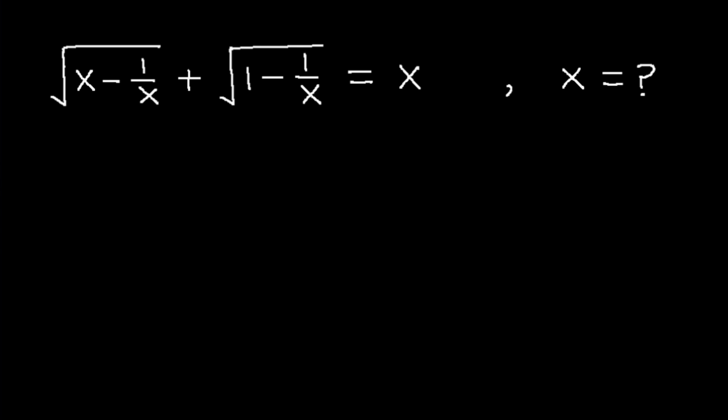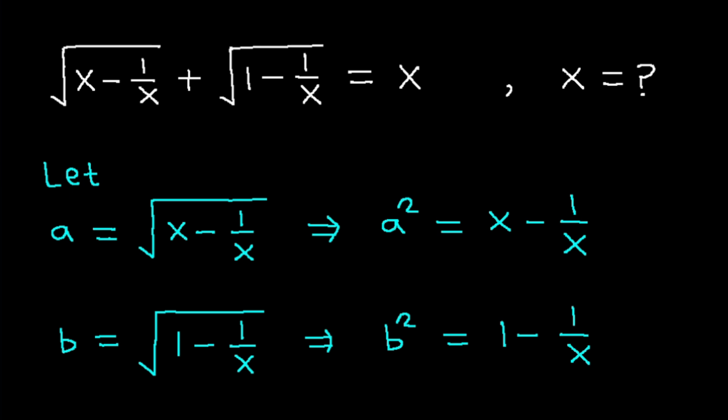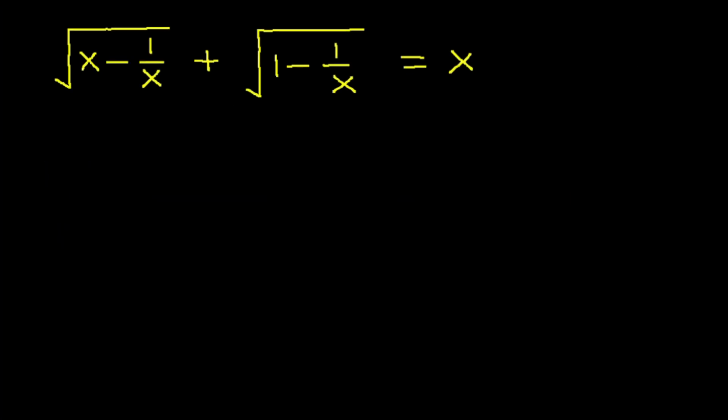To make this easier to handle, let's use substitution. Let a be the first radical, and let b be the second radical. If we square both of these, we get a squared equals x minus 1 over x, and b squared equals 1 minus 1 over x. This means our original complicated equation simply becomes a plus b equals x.